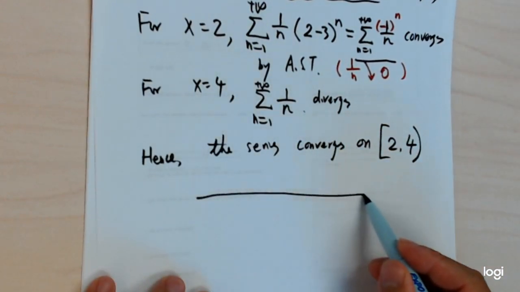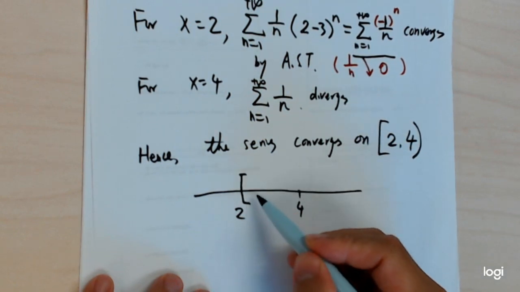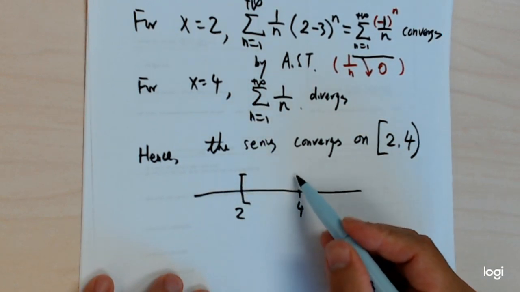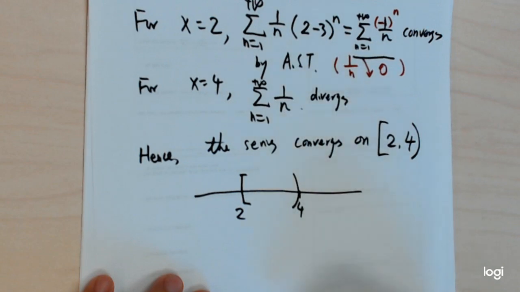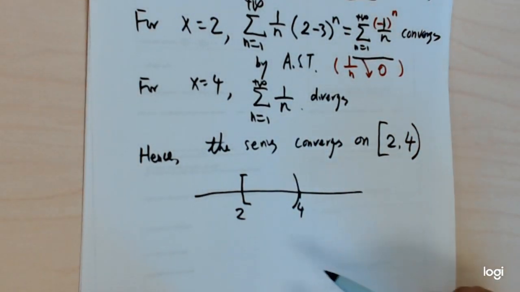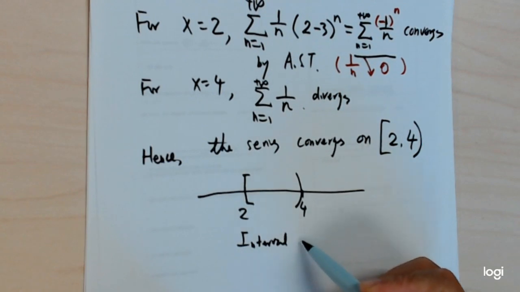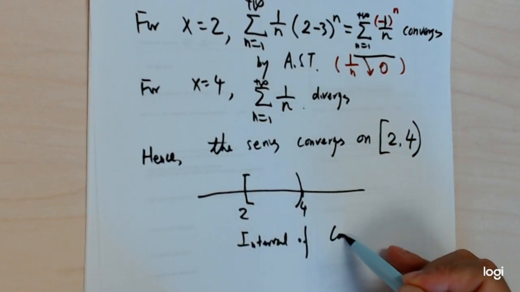And I can plot it. There's a 2 here, there's a 4. At 2 it converges, and everywhere inside also converges except at 4. Alright? So later we're going to call this the interval of convergence.